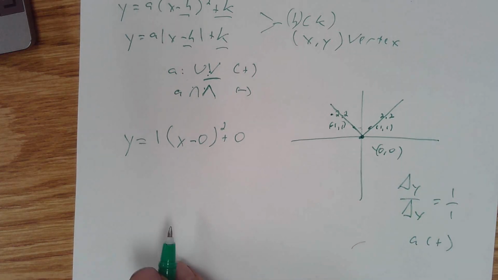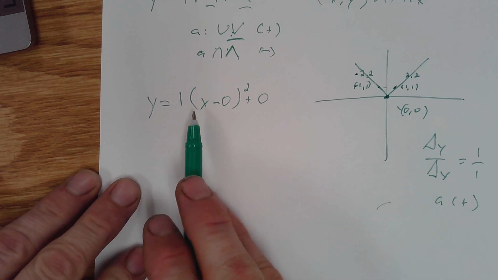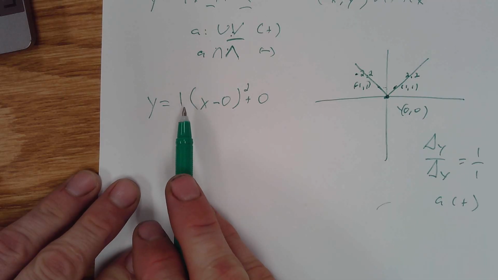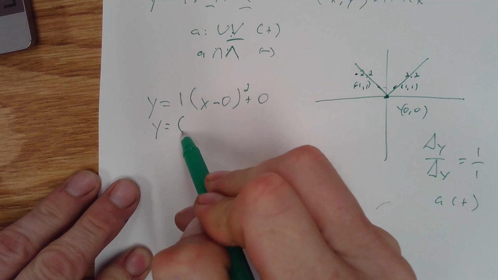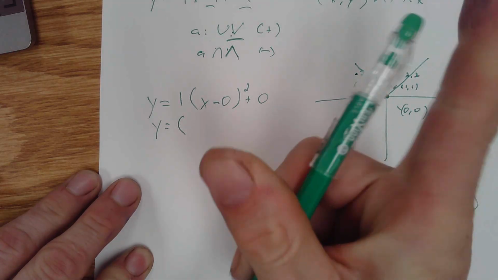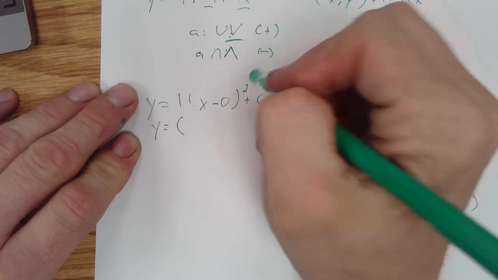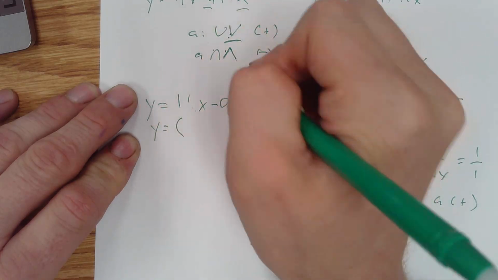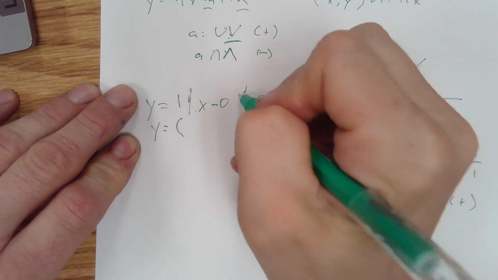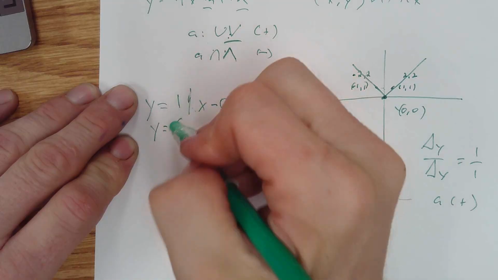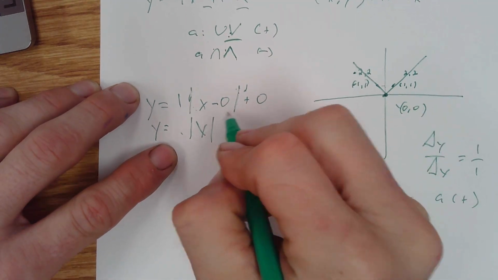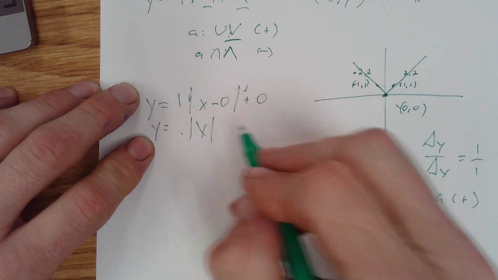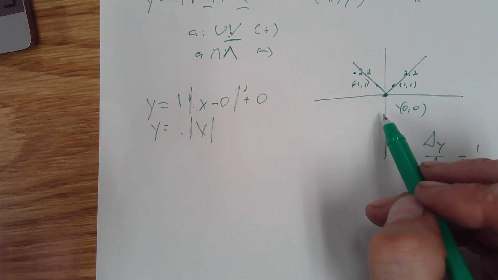So to simplify this, by convention, I don't write ones if they're coefficients. So I get rid of the 1. I don't write zeros. Sorry, these should be absolute value bars. I don't write 0 if it's a term. So this is just the parent function y equals the absolute value of x.